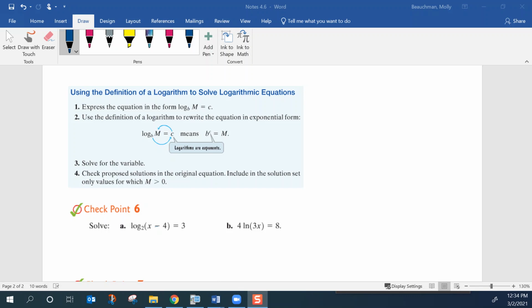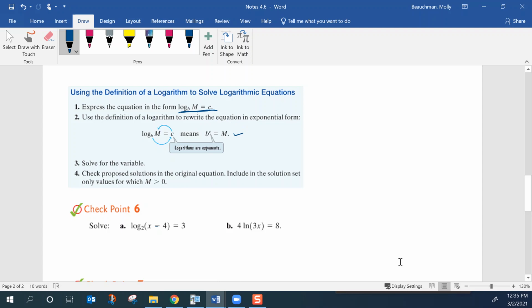In this video, we'll see how to solve logarithmic equations. There are two ways to do that. The first one is if your equation can be expressed in the form of a single log base b of m is equal to c, then the technique that we use is use the definition of a logarithm to rewrite the equation in exponential form and then solve.